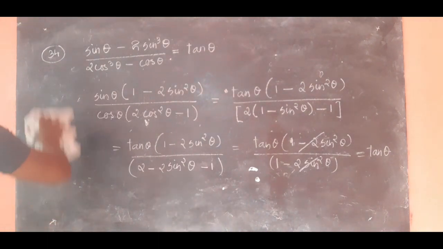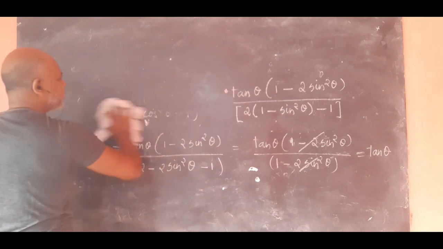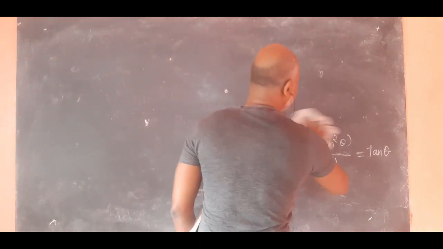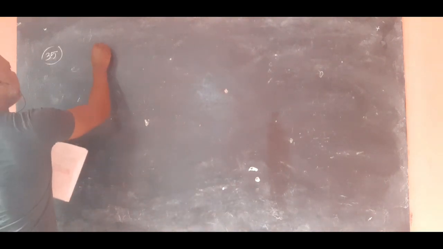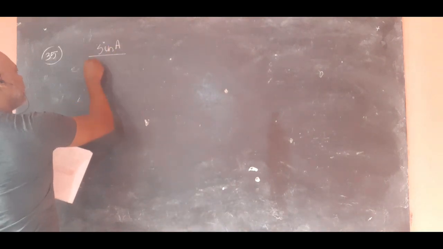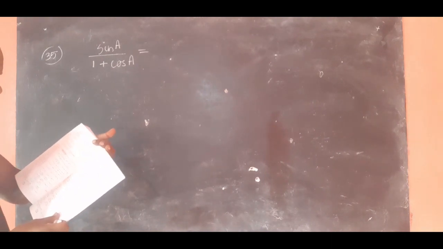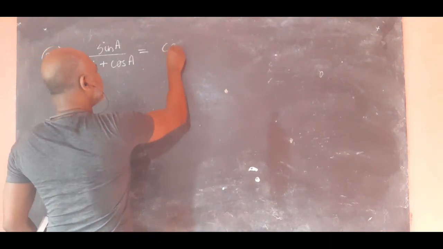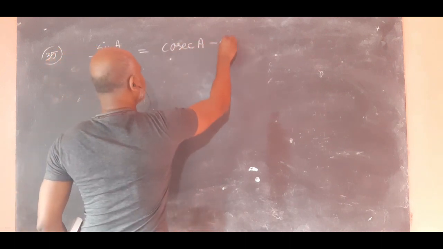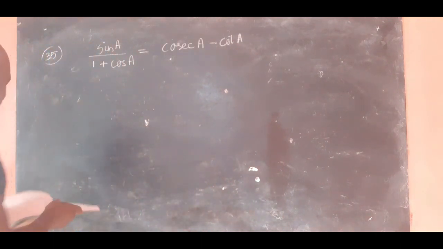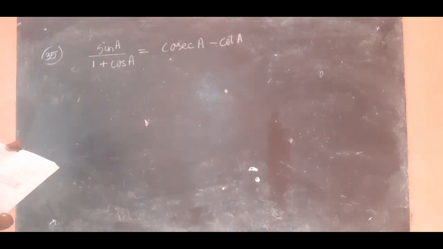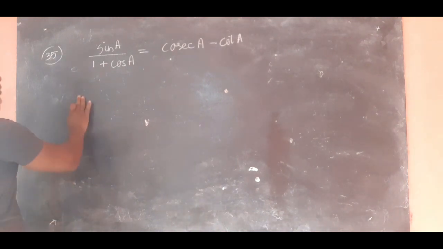Now we will come to question number 35. We have sin A by 1 plus cos A is equal to cosec A minus cot A. So let's see how to do it.